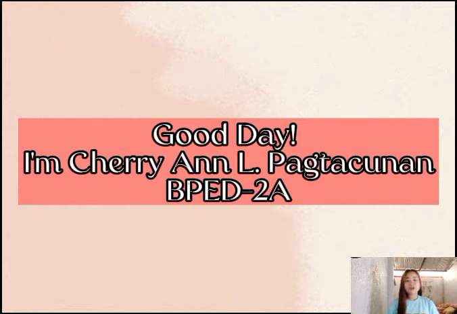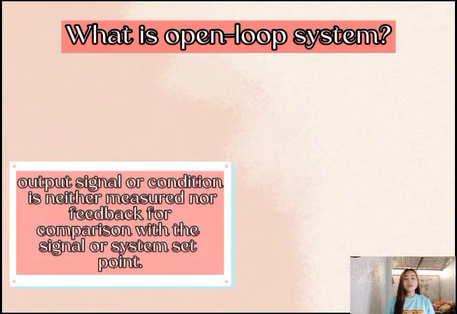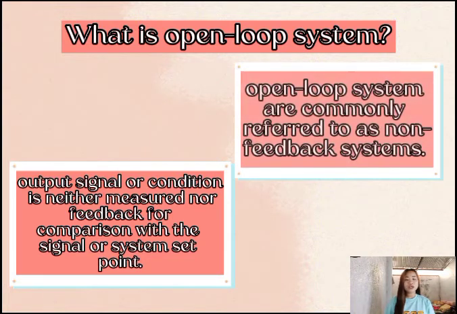For today's video, I'm going to answer the question about the open loop control system. So, let's begin. First, I'm going to define what an open loop system is. An open loop system is one where the output signal or condition is neither measured for feedback nor compared with the signal or system set point. Therefore, open loop systems are commonly referred to as non-feedback systems.